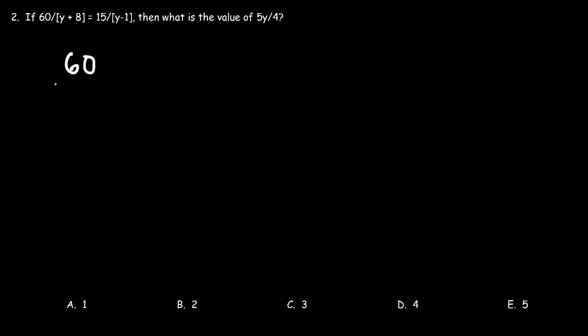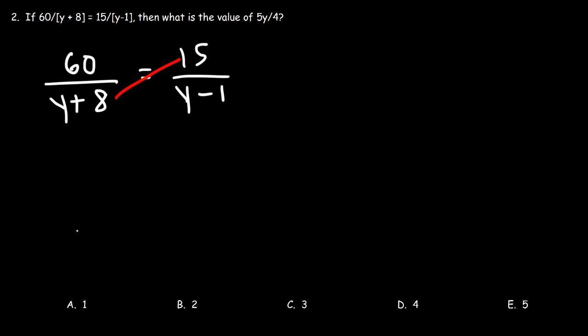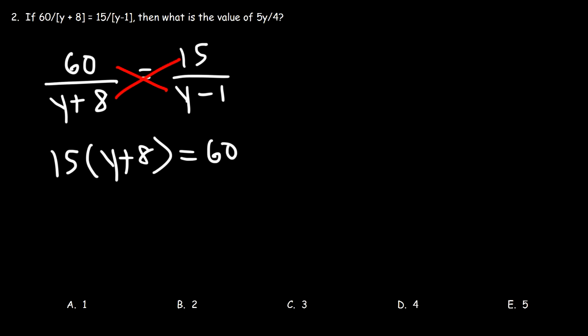So let's rewrite the equation. 60 over y plus 8 is equal to 15 over y minus 1. So if we have an equation that looks like this, what do we need to do in order to solve, in order to find the value of y? Whenever you have two fractions separated by an equal sign, what you can do is you can cross multiply. And so we have 15 times y plus 8, and that's equal to 60 times y minus 1.